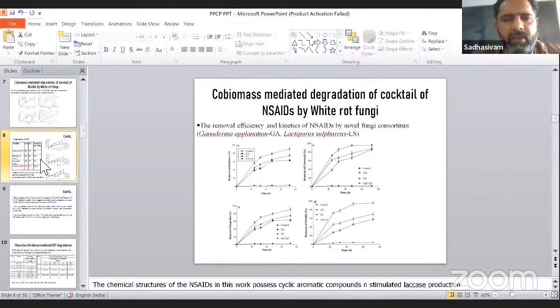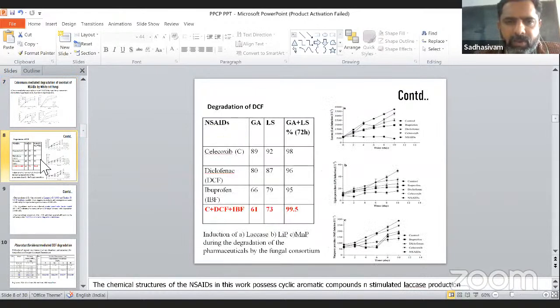So here are the names of the drugs used for degradation: celecoxib, diclofenac, ibuprofen. Two different fungal strains were used for the degradation of drugs alone, which means degradation of diclofenac or celecoxib or ibuprofen individually, and all the three drugs were mixed together to form a drug cocktail. The same strains were used for the degradation of the drugs as well as the cocktail of drugs. Here, as I said, the drugs are directly inoculated with the fungal strains, and they wait for certain days to check the degradation.